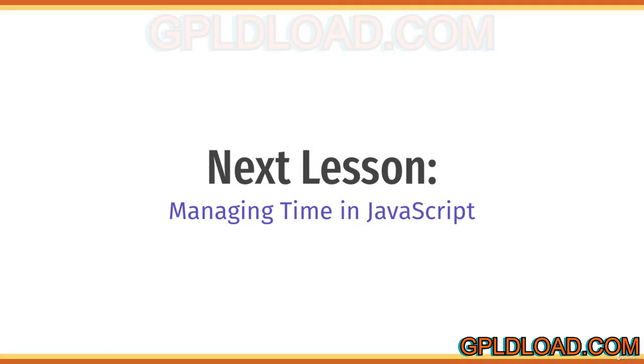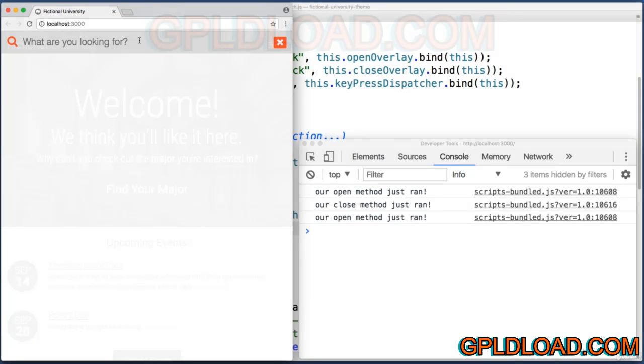In our next lesson, we will learn how to manage time in JavaScript. So for example, when someone starts searching for biology, we don't want to send a search request when all they've typed in is the letter B. So we don't want to send a search request as soon as someone starts or stops typing. Instead, why don't we wait until they've paused or stopped typing for maybe 800 milliseconds or a full second.